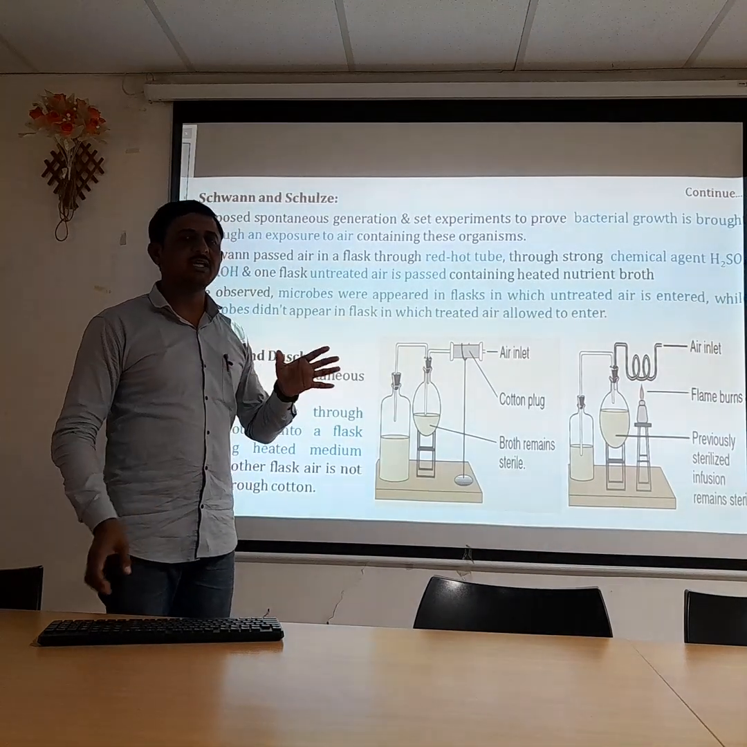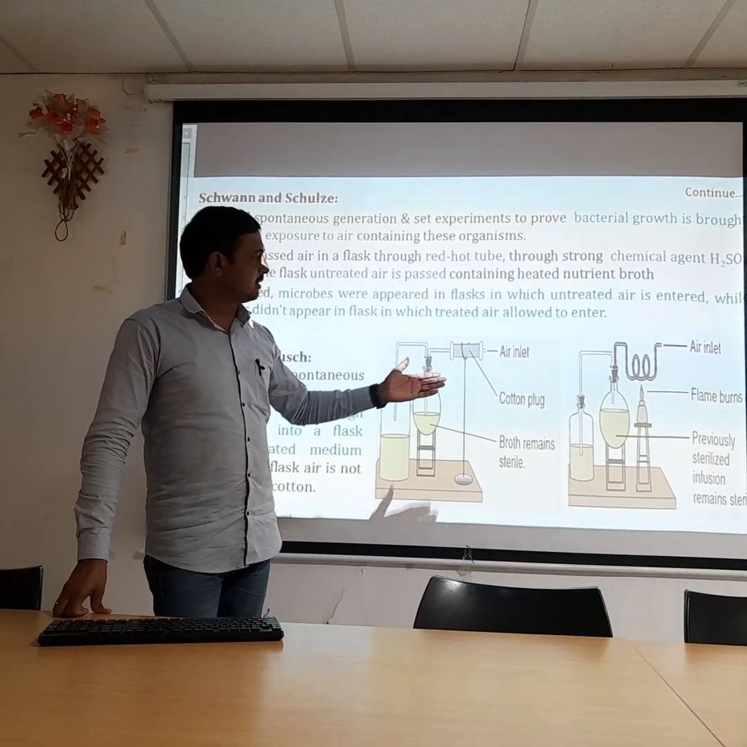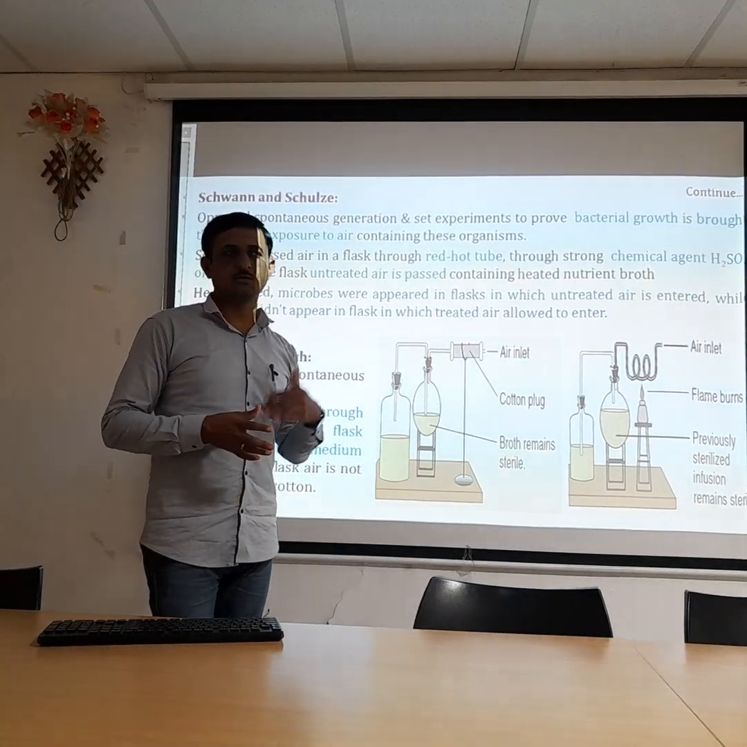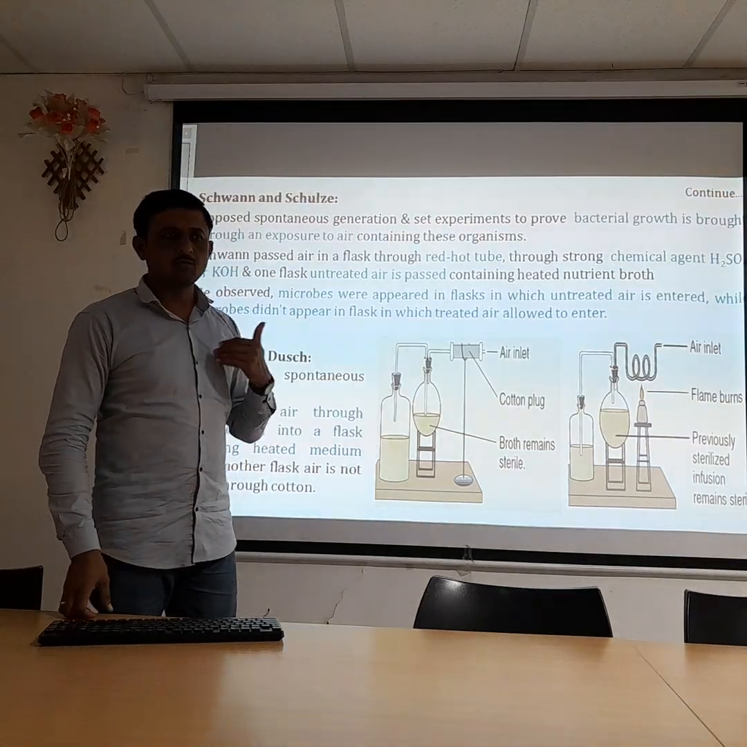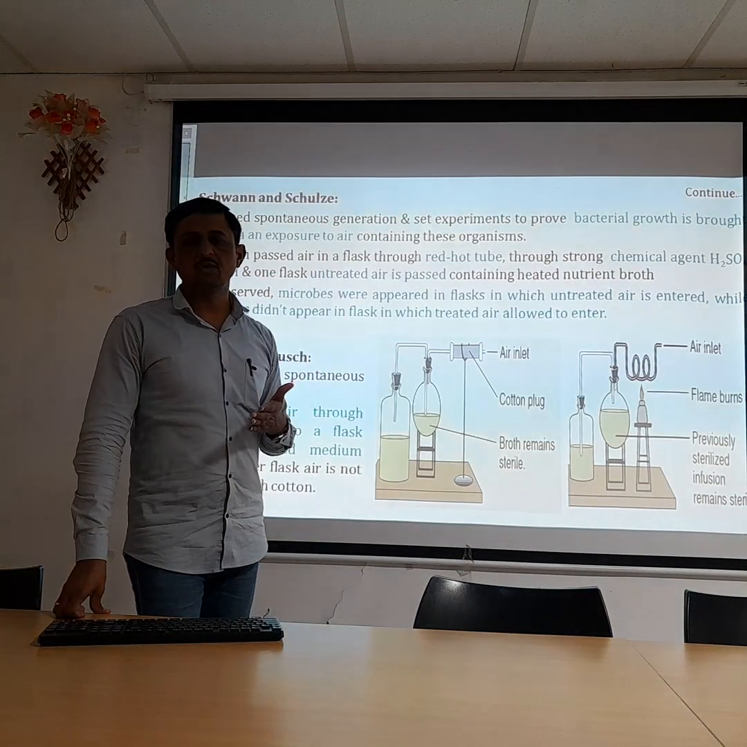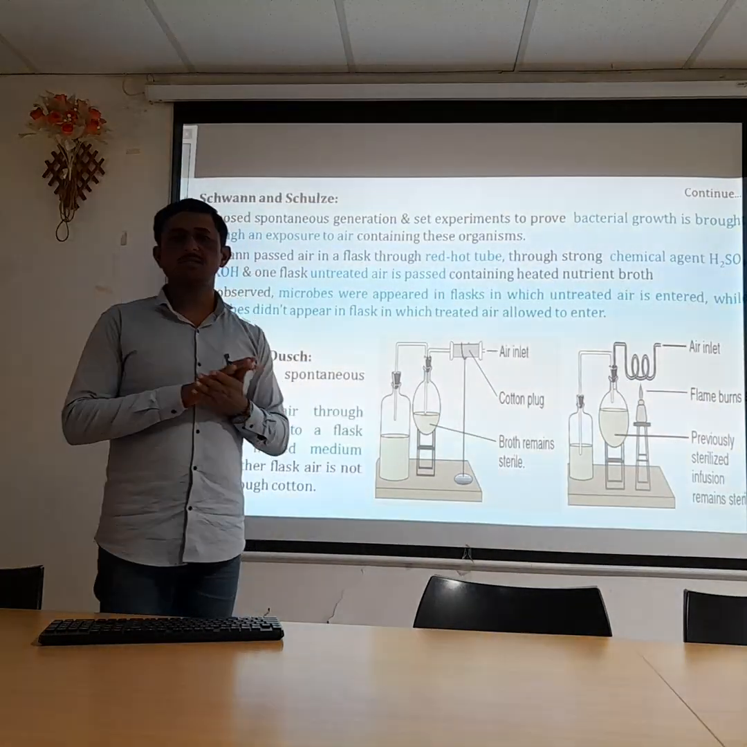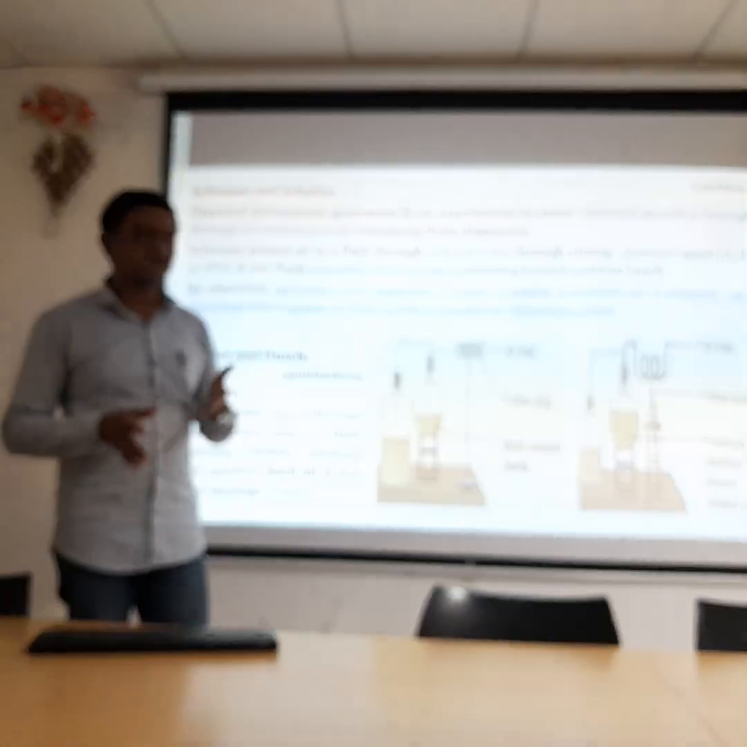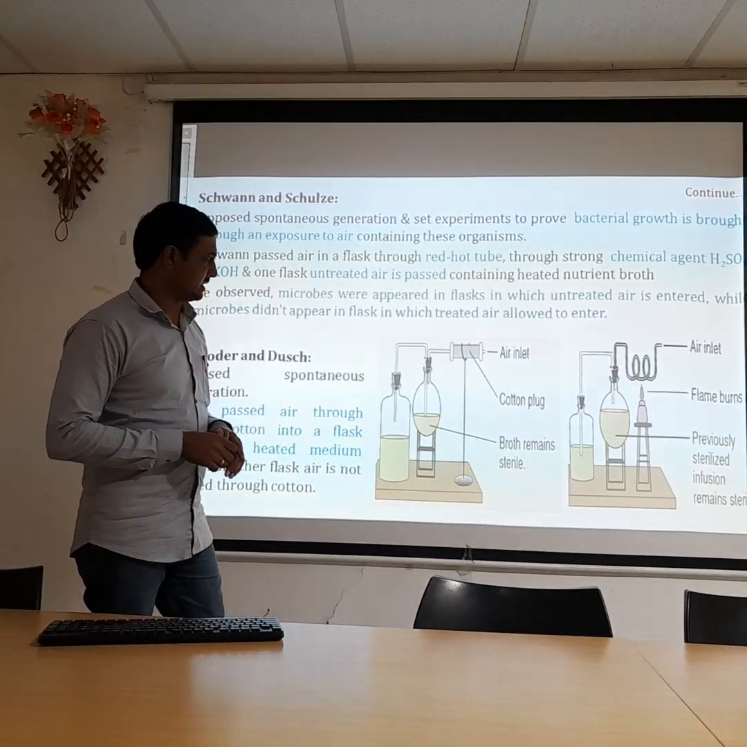That's why something is present in the air which is responsible for the microbial growth in the conical flask, we can say in the mutton broth. So there is something responsible for the microbial growth, and they are living things. So from non-living things, living things could not be produced. In that way they opposed the theory of spontaneous generation.